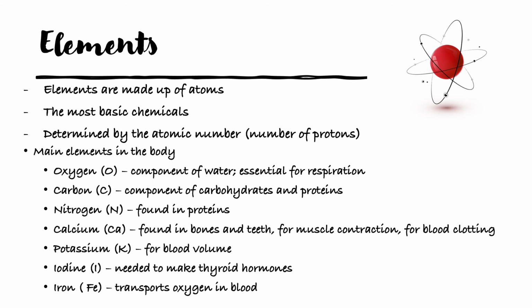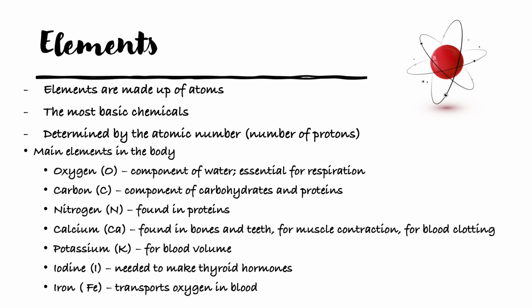Oxygen, we use a symbol of O, and oxygen is a component of water. It's essential for respiration. Oxygen, O2, is for respiration. The next element is going to be carbon. We use a symbol of C. This is a component of carbohydrates and proteins. And then there's going to be nitrogen. Nitrogen symbol is N. We find nitrogen in proteins.